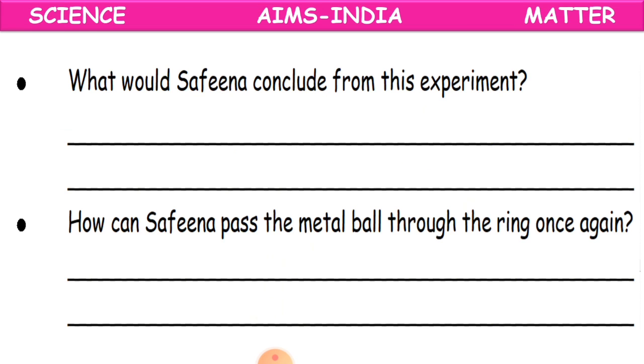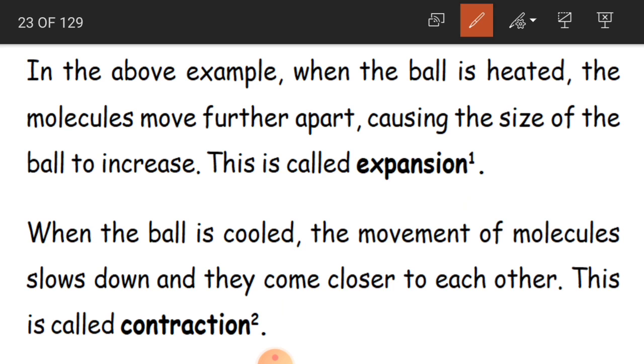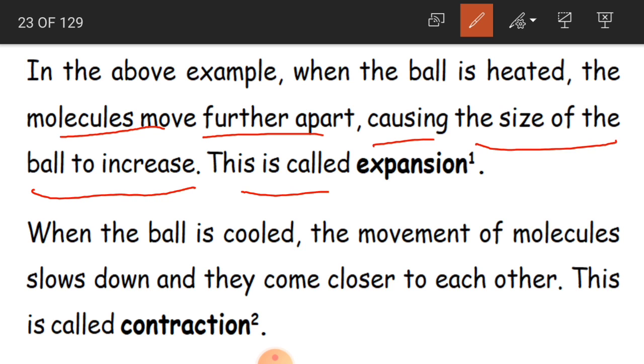Okay, children, here are some questions for you. What would Safina conclude from this experiment? And how can Safina pass the metal ball through the ring once again? Will you be able to do this? Yes. So what happens is, in the above example, when the ball is heated, the molecules move further apart, causing the size of the ball to increase. So this is called expansion.